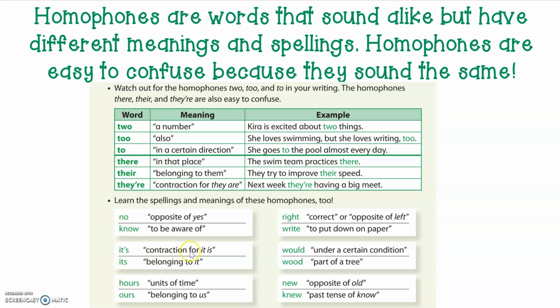It's, contraction for it is. I would use this when I say, it is my pleasure to teach you. But instead of saying it is, I would just say it's. It's my pleasure to teach you. Now this its without the apostrophe means belonging to it. So this one you would not use if you're saying it is. You would use it when you're talking about it belonging to something. This car is its.